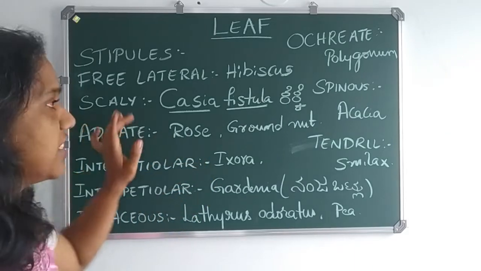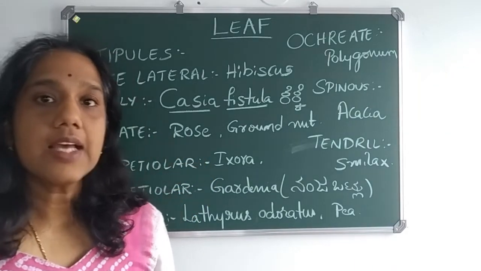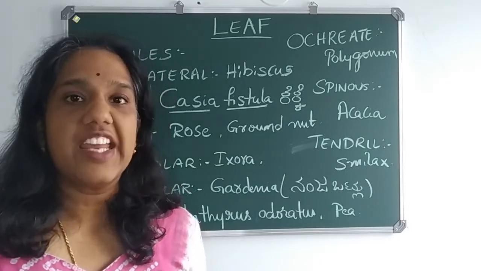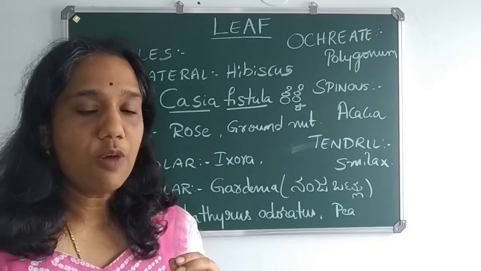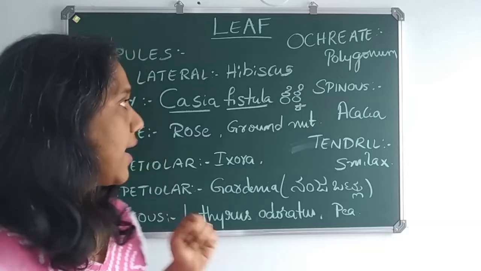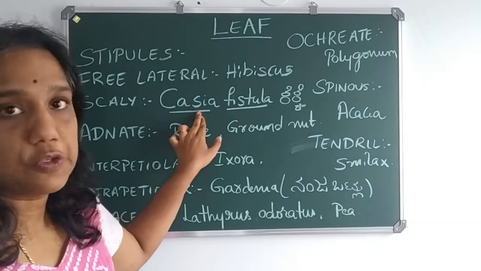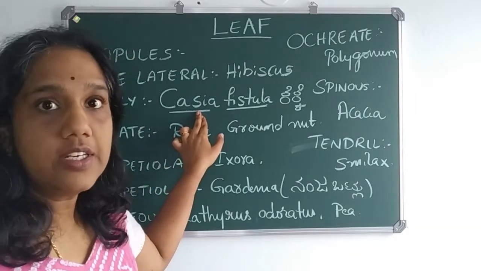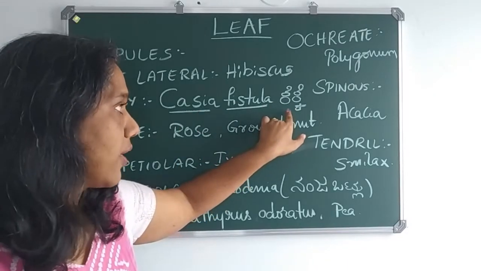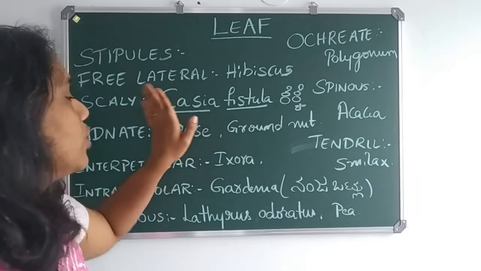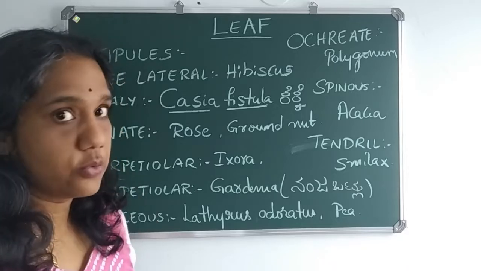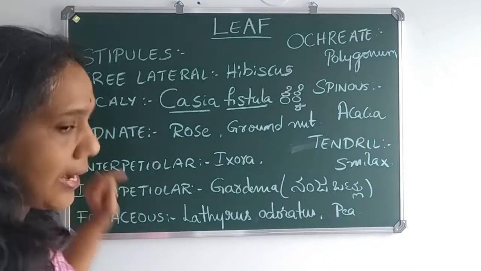So then we have the scaly stipules. Scaly, as the name itself suggests, the stipules are actually converted into a scaly form. That is, they are in the form of small scales, like flattened appendages. Example for that is Cassia fistula. It is also called the golden shower tree, and its common name in Kannada is Kakke. So this is the one which shows the scaly stipules.